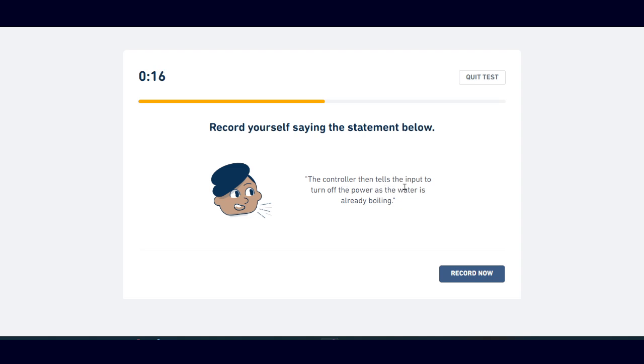The controller then tells the input to turn off the power as the water is already boiling. The controller then tells the input to turn off the power as the water is already boiling.